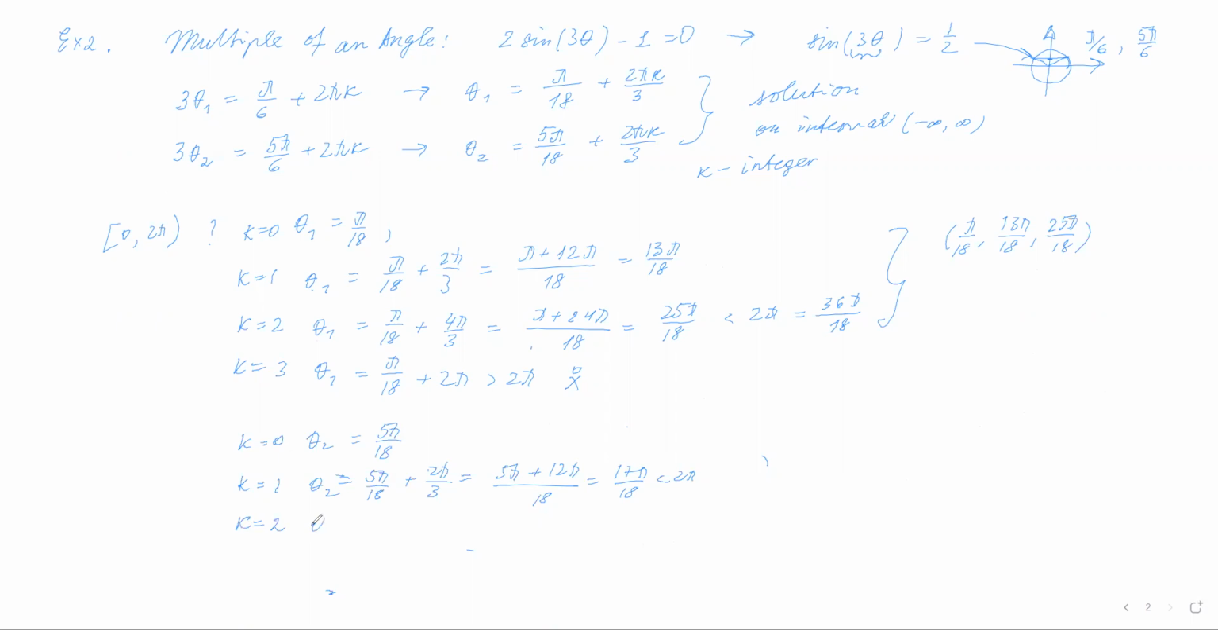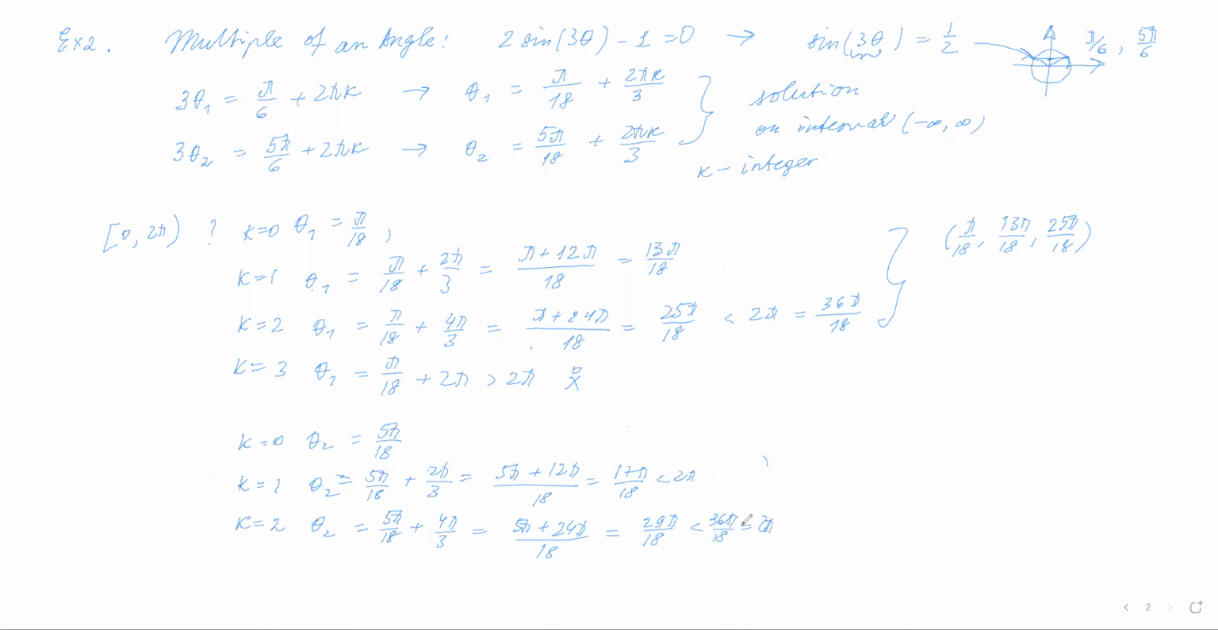K equals 2 is going to produce 5 pi over 18 plus 4 pi over 3, right? If I plug in 2 here, I'm going to get 4 pi over 3, which is going to produce 5 pi plus 24 pi over 18. I'm multiplying numerator and denominator of my fraction by 6. Give me a second, guys. I have extra lines here, which I don't want to have actually. So what do we have? 5 plus 24 is going to produce 29 pi over 18. Is it still less than 36 pi over 18, which is 2 pi? Yeah, it's still less than 36 pi over 18, which is actually 2 pi.